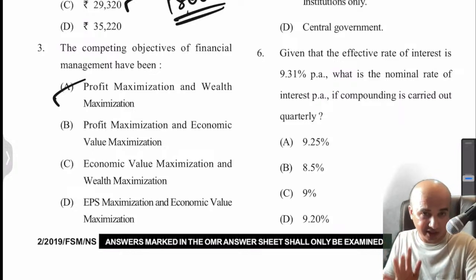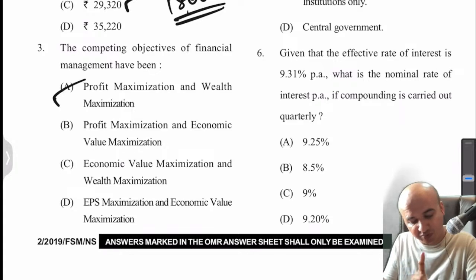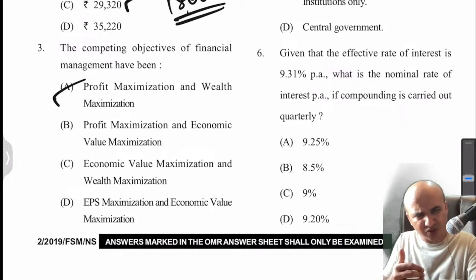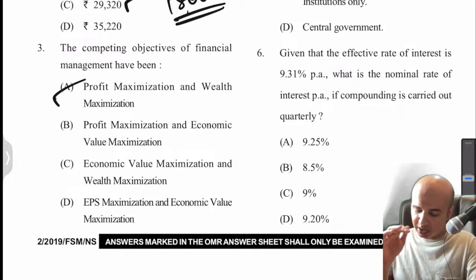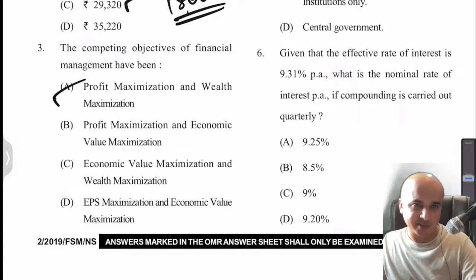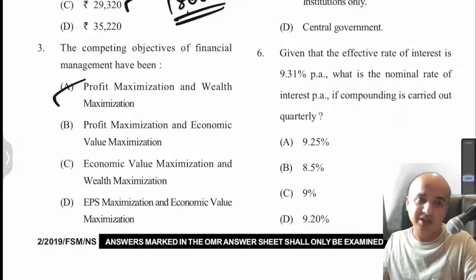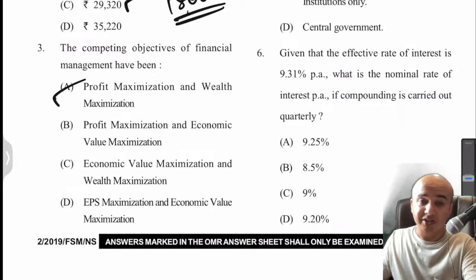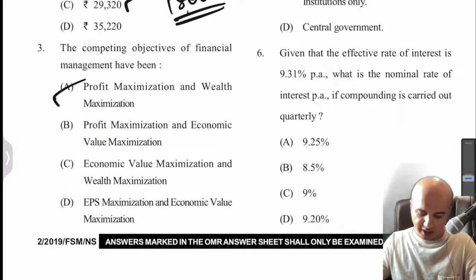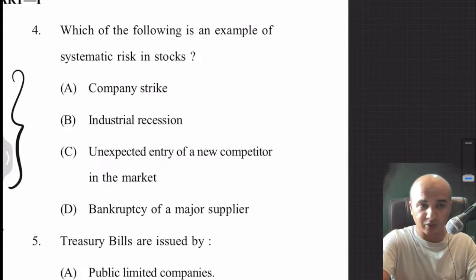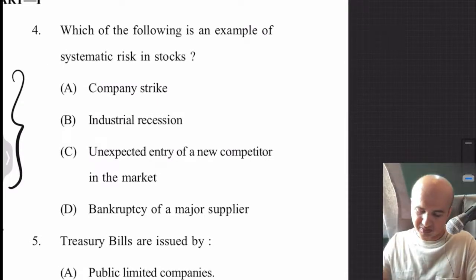So between the two, obviously wealth maximization takes more importance, or more precedence. Profit maximization also is important, but not as important as that. But when you look at all these options, obviously option A is the right answer, which is profit maximization and wealth maximization. But between them, wealth maximization is more important for any firm because profit maximization is a short-term thing. Anyway, that's about option 3. Good thing is you don't have to explain any of this. The moment you look at the right option, all you have to do is just tick or select the right one.